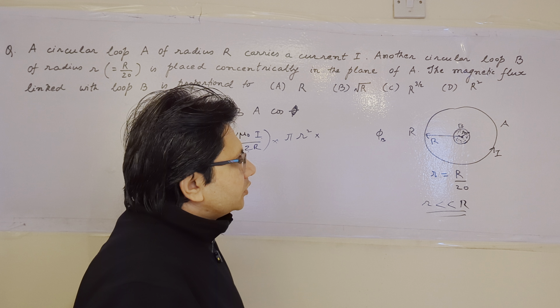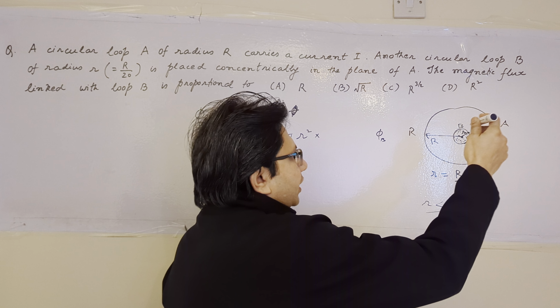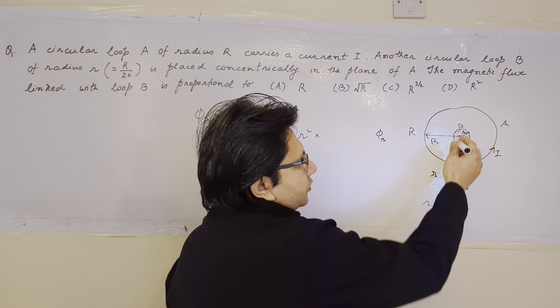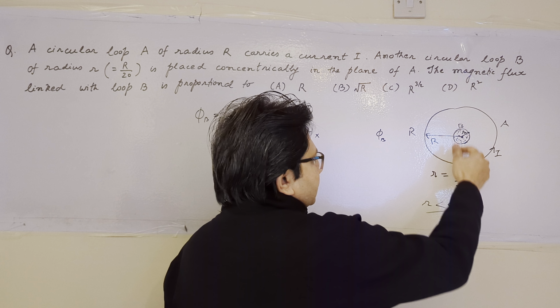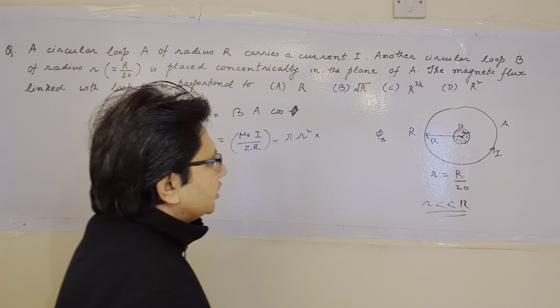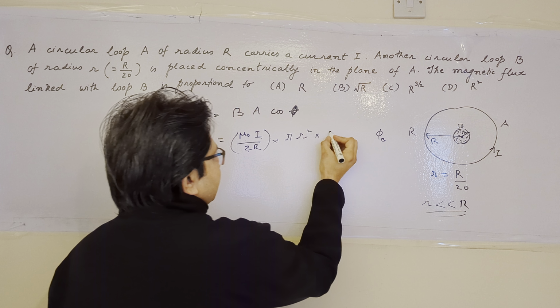Magnetic field direction is this direction, and the area vector is also in this direction. The magnetic field and the area vector have the same direction. So cos 0 has the value of 1.